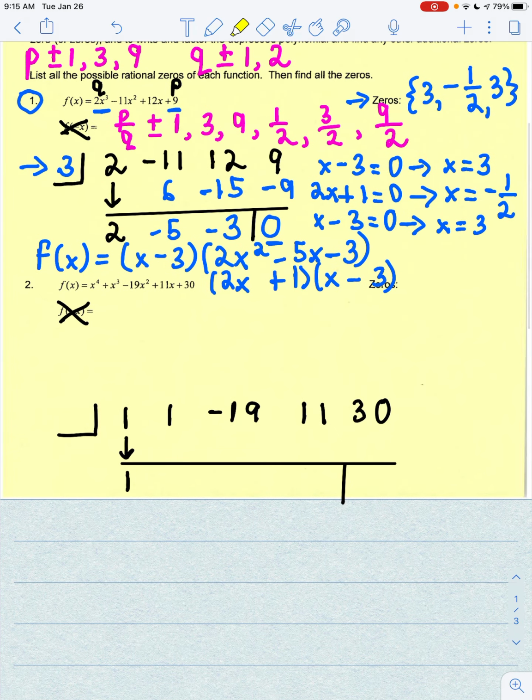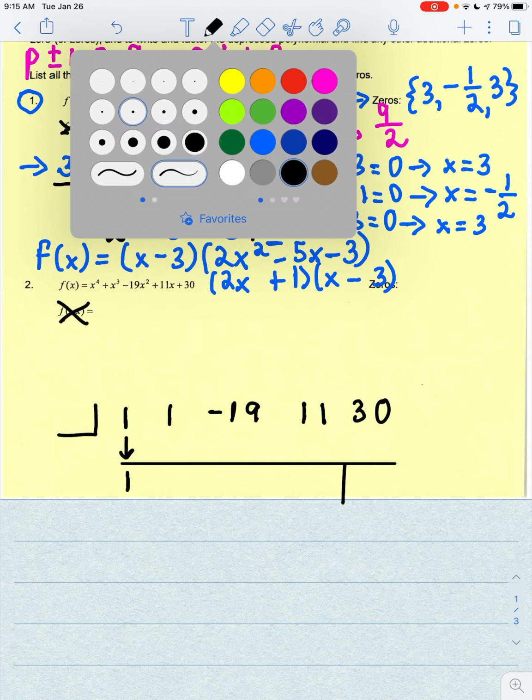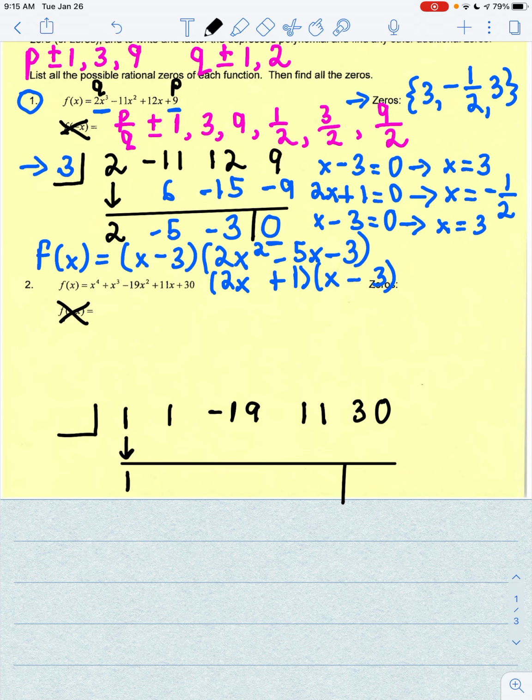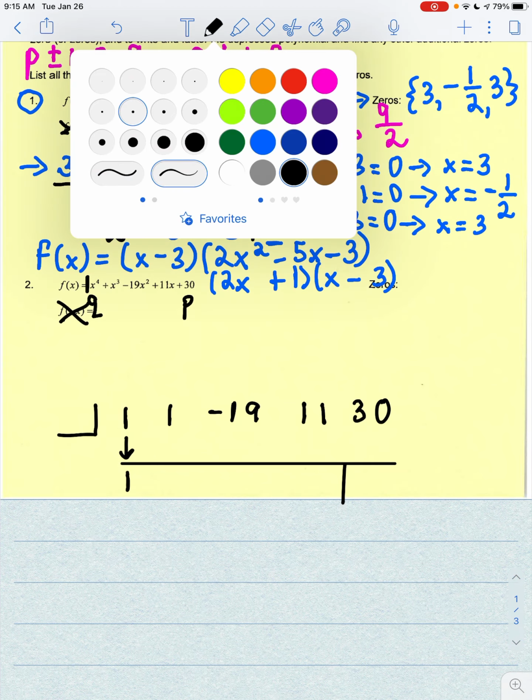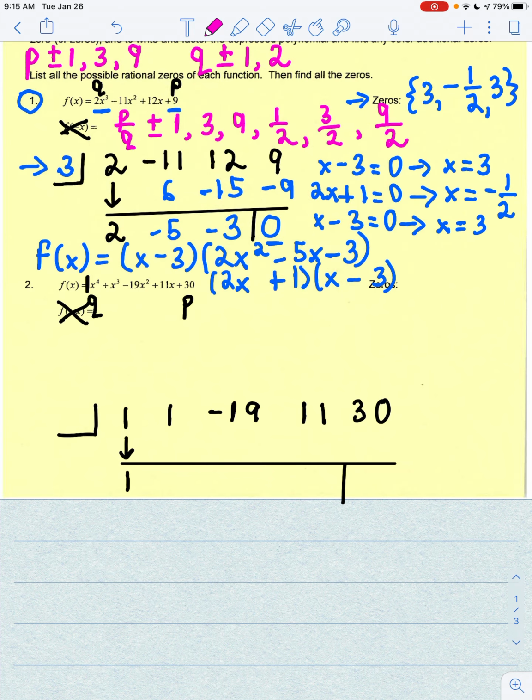It's degree 4, so we are going to do the same thing, but this time we are going to have to do synthetic division more than once, because the first synthetic division only takes us from a quartic, degree 4, to a cubic, degree 3. So P, remember, is a factor of the constant term, 30, and Q is a factor of the leading coefficient, which we have to recognize as 1. So let me list those out.